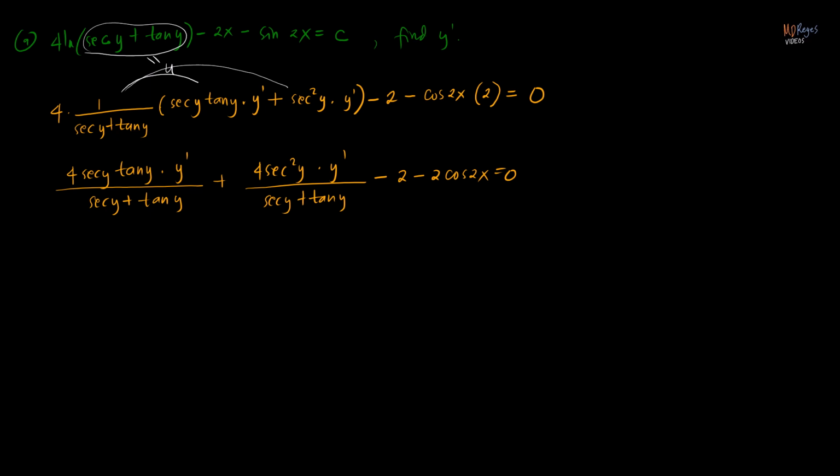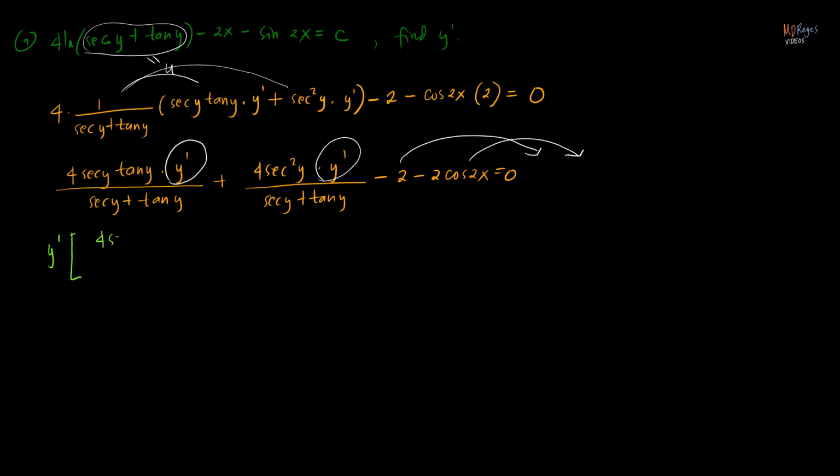The next step is to transpose all the terms without y prime to the other side of the equation. So the minus 2 and the minus 2 cosine of 2x must be transposed to the other side. And then on the left side, we have to factor out y prime from these two terms. And so we'll have y prime factored out.